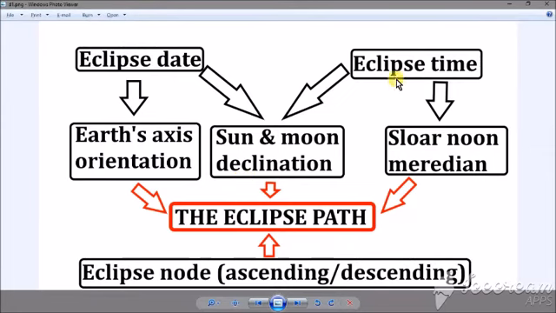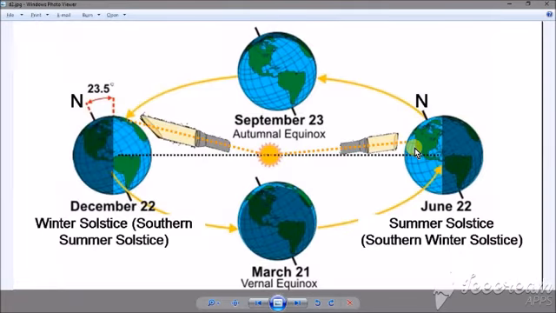The second is the eclipse time with the date, to determine the sun and moon declination angles. This is what determines the latitude of the maximum solar eclipse point. The eclipse time on its own defines the longitude of the maximum solar eclipse. So let's proceed. This is the first thing, just emphasizing that we need the date to put the globe model in the proper orientation.